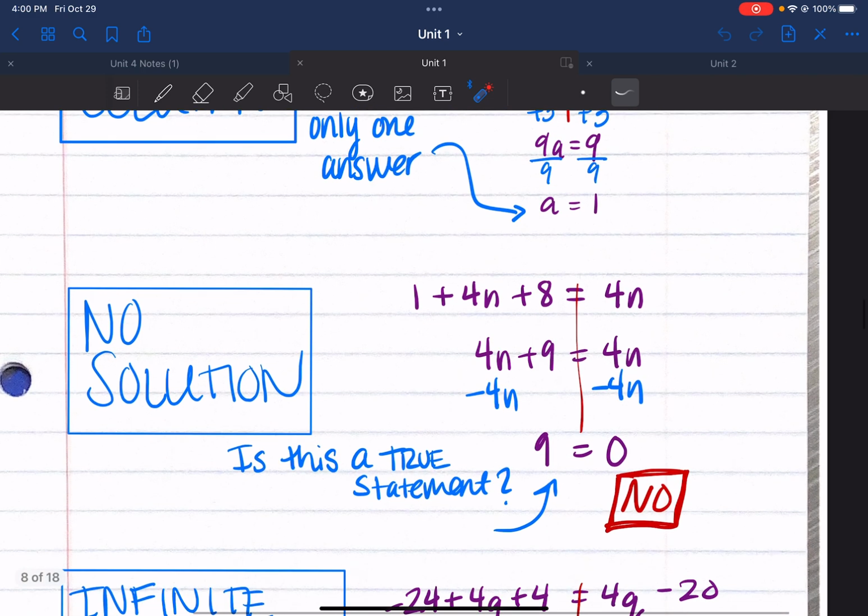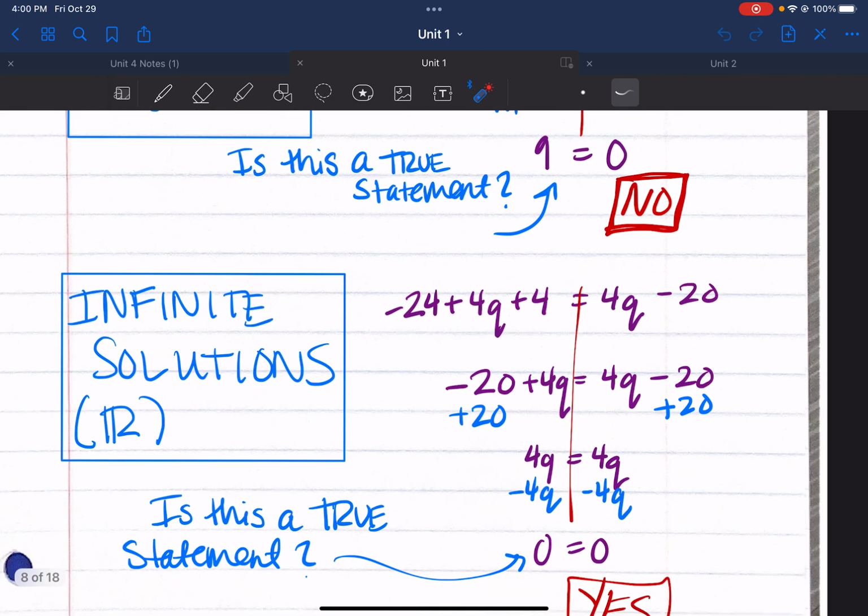Now when do we have no solution? Remember when we're solving these equations here, and I have 2 numbers that are different on both sides, that's when we have no solution. This is a refresher. We've already done this before. 9 does not equal 0. That's a false statement. So this is no solution.